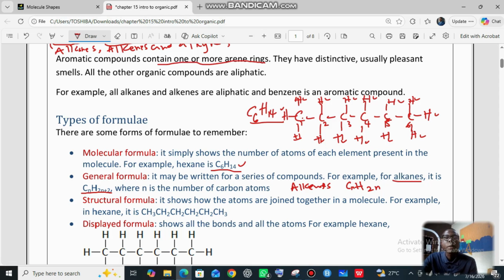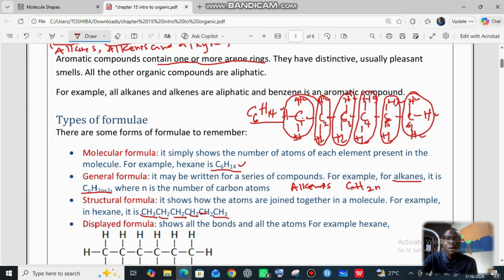For example, hexane. Let's go back to the diagram I drew earlier. This one here is CH3, which is what we have here. The next one is CH2, taking the carbon atoms each. CH2 is representing this. The next one here is also CH2, 1 carbon and 2 hydrogen atoms. This is also CH2, and this is CH2. And this is CH3, 1 carbon atom and 3 hydrogen atoms bonded together. This is called the structural formula.